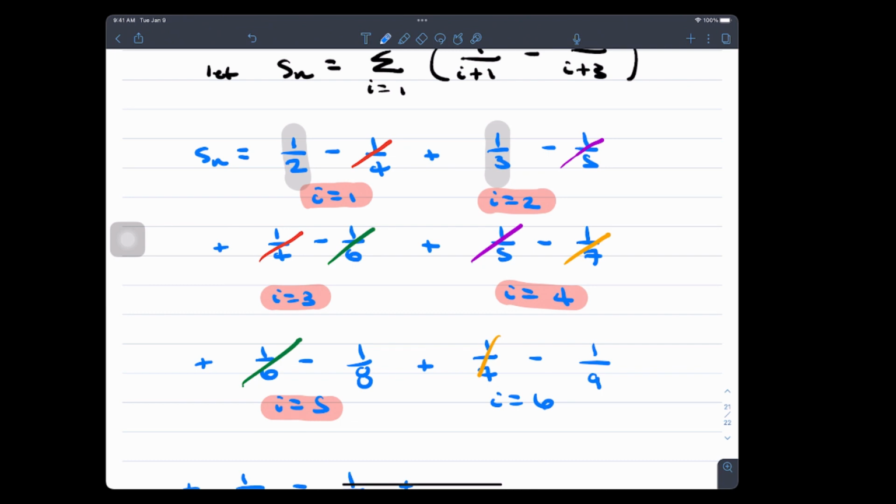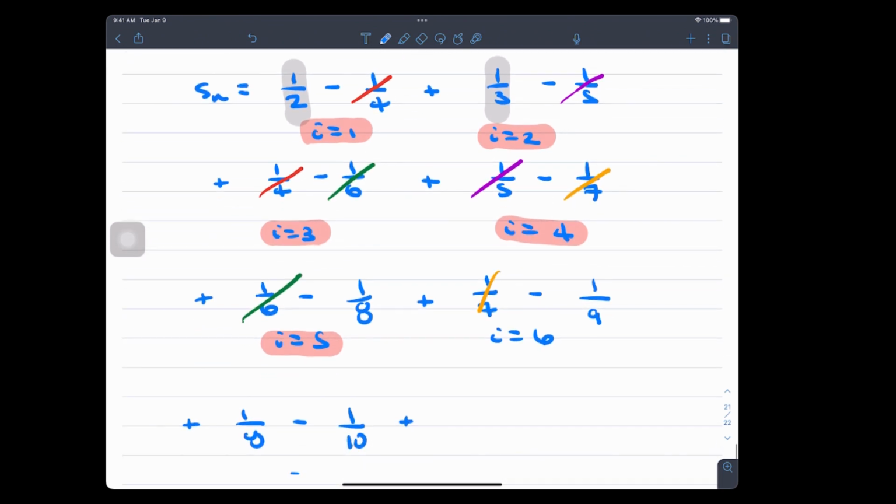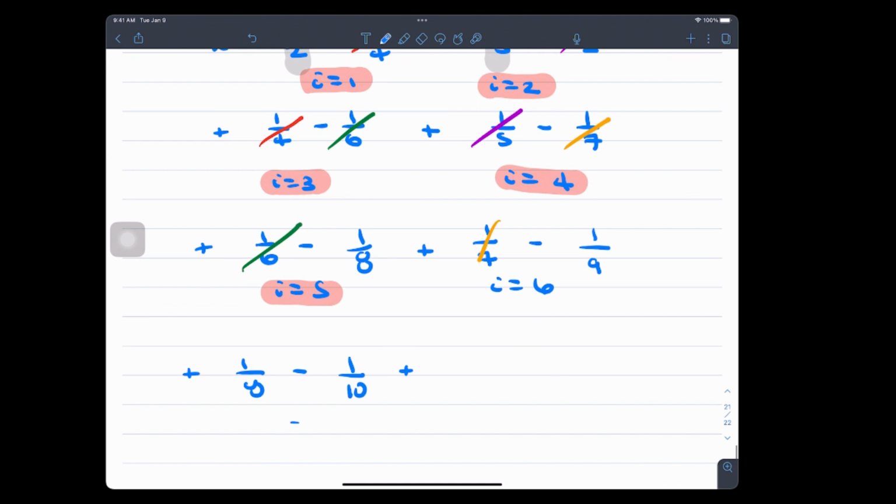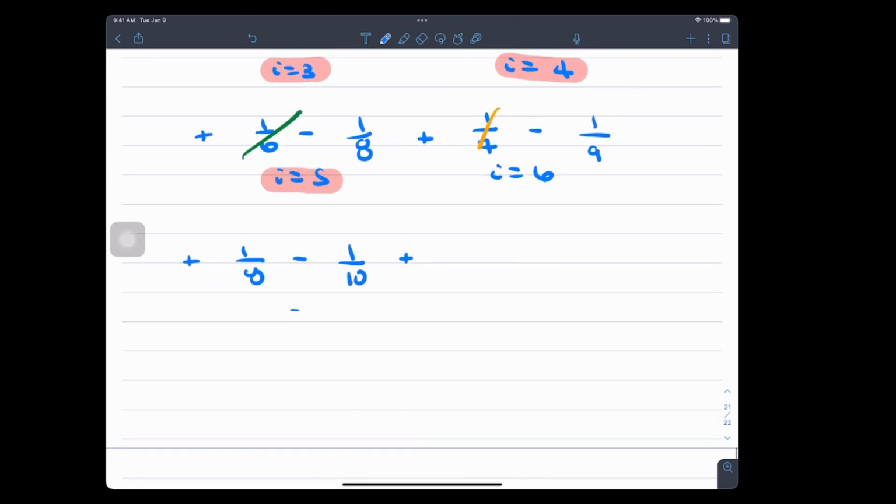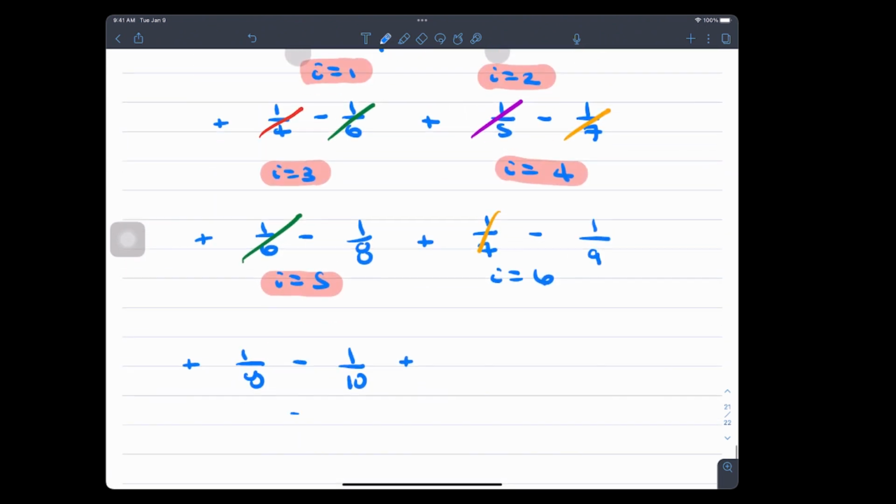Look at the next one. Second term goes away. 2 terms later in purple, the first term goes away. Orange. Second term goes away. 2 terms later, the first term goes away. That pattern continues. So it looks like it's going to continue.